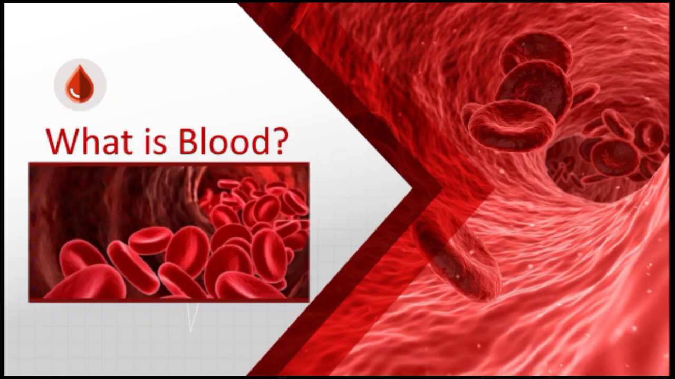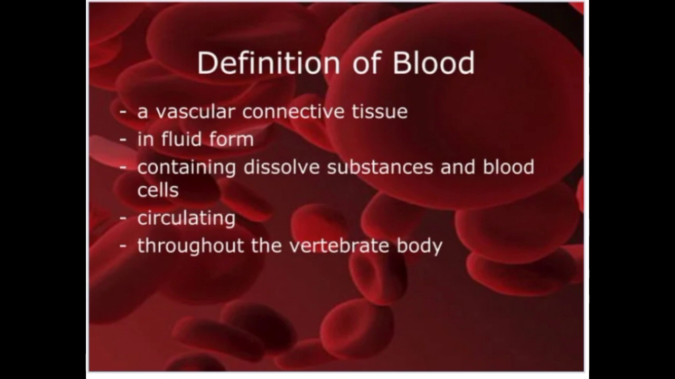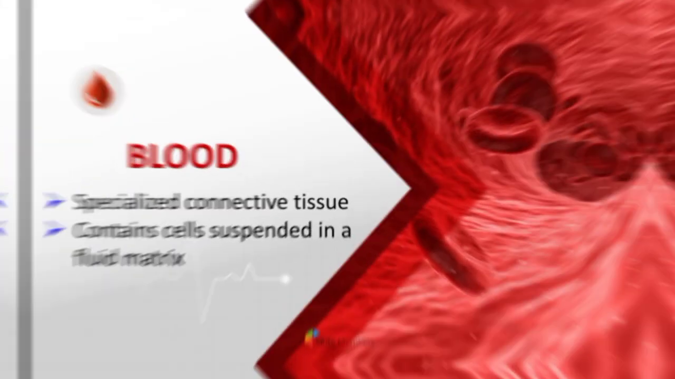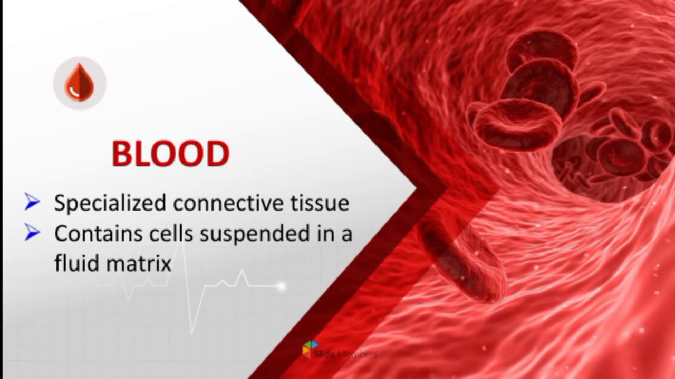What is blood? Definition of blood. Blood is a vascular connective tissue and it is in fluid form. Also, it contains dissolved substances and blood cells and circulates throughout the vertebrate body. Blood is a specialized connective tissue and contains cells suspended in a fluid matrix.